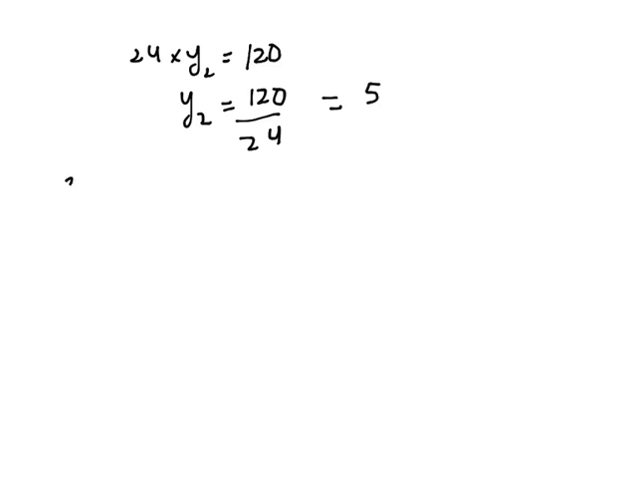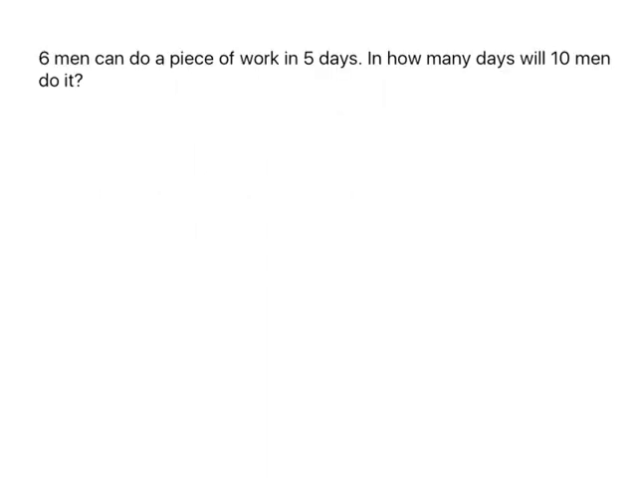So here we get x1 is equal to 60, y1 equals 1 by 2 or 0.5, and y2 is equal to 5. As it has been given, x and y are inversely proportional to each other, or they are in indirect variation, so we can equate their products.